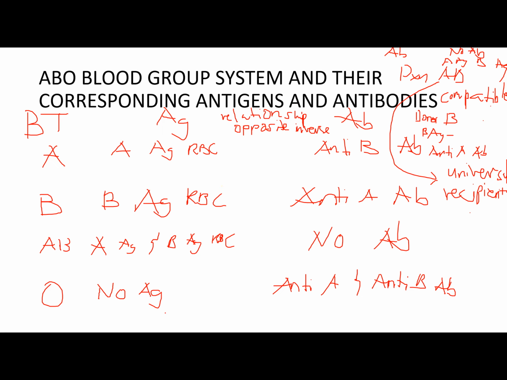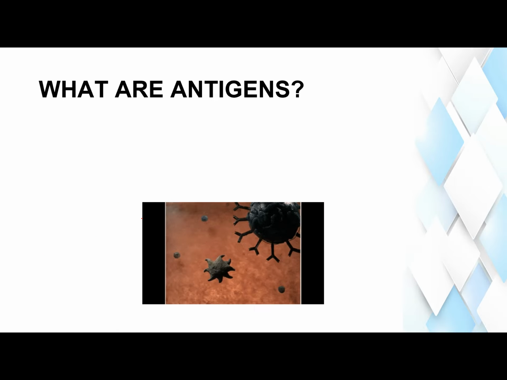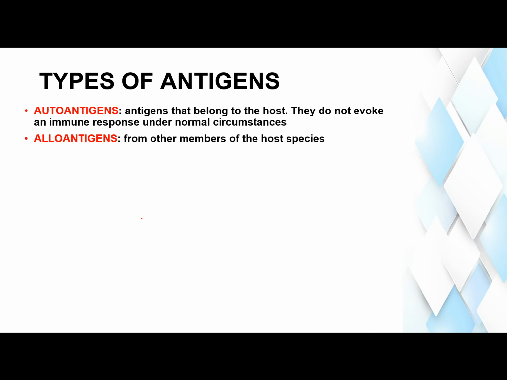So I hope that was clear. The alloantigen, the most common type of alloantigen, is the ABO blood group system. So let's continue. So those are your alloantigens.